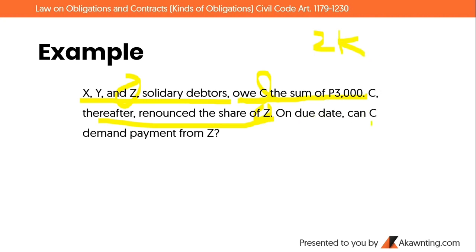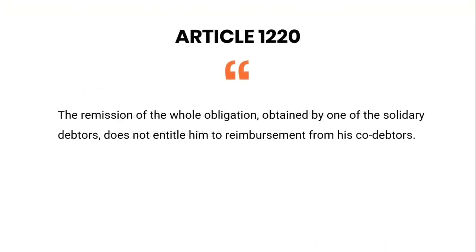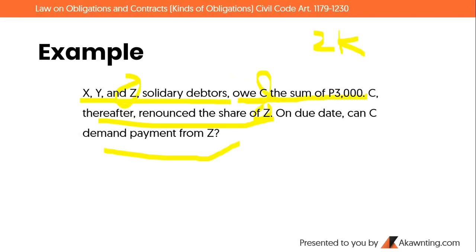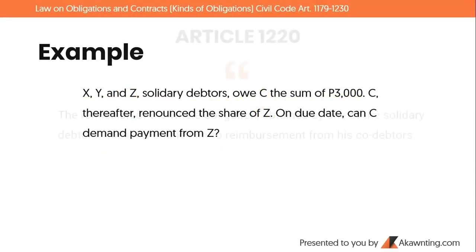So, on due date, si C, pwede pa rin mag-demand ng payment from Z. For how much? 2K. Pero, siyempre, may right si Z, which is to claim reimbursement from X and Y. So, magka-claim siya ng 1,000 each. Okay? Ultimately, wala pa rin siyang binayaran. Tama? Okay? So, sana naintindihan nyo yun. Yun yung example ng 12.19.